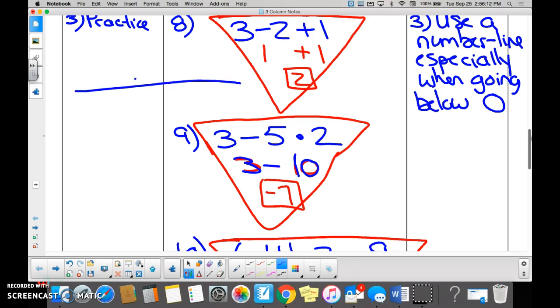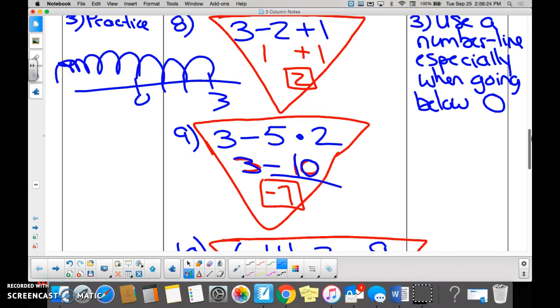If we have the number 3, 1, 2, 3, so there's 3 on my number line, right? And we are subtracting 10 from 3, so we're losing 10. We are actually going backwards, right? 3, 4, 5, 6, 7, 8, 9, 10. And we get to, on the number line, -7. Yes or no? Yes. So everybody but 2 people in this class could not subtract 10 from 3. But now you can, right? Yeah. Use a number line.